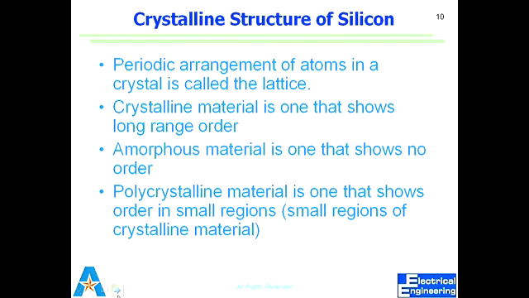So something which has a periodic arrangement is called a lattice. It shows long range order. Amorphous materials show no order. Polycrystallines show order in small regions. And then there is an amorphous region, and then there is some order, and then it goes on like that.